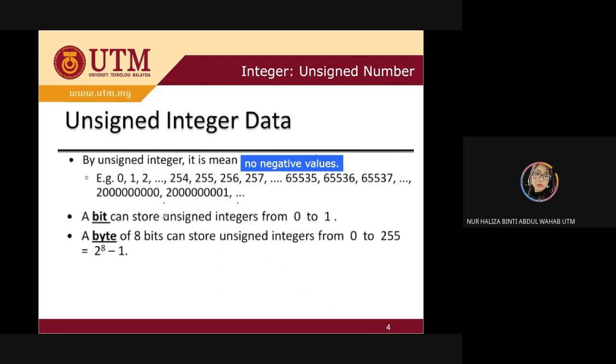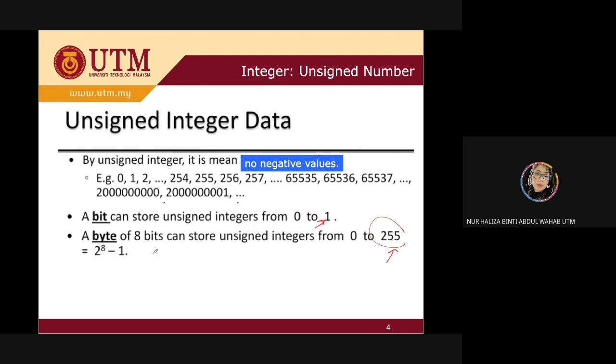So similar to 8 bits, you're going to get 0 as a lower bound, and up to 2 to the power of 8 minus 1, which is equal to 256 minus 1, you get 255. This is on your integer or nombor bulat. When you apply with binary, how can you get this maximum?